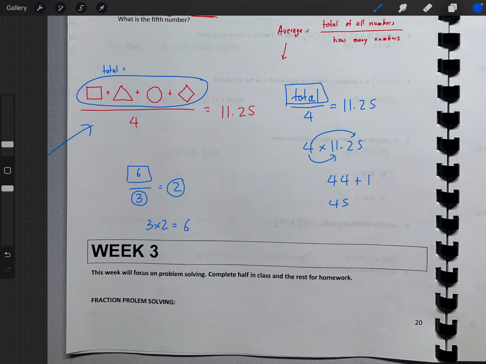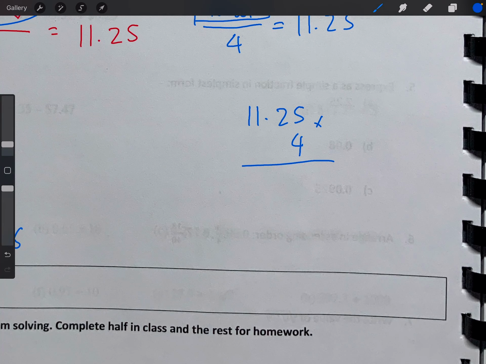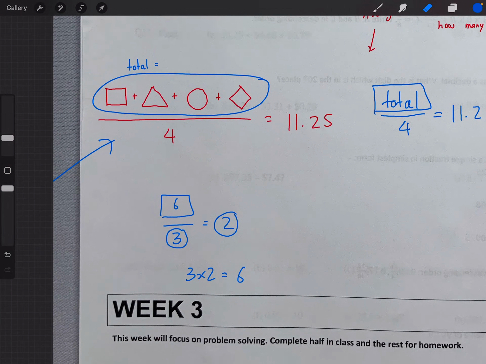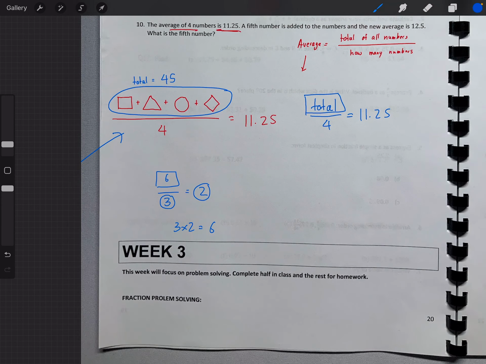If you don't believe me, you can just multiply it like this: 11.25 times 4. 4 times 5 is 20. 4 times 2 is 8 plus 2 is 10. 1 times 4 is 4 plus 1 is 5, and then 1 times 4 is 4, and it's 45. So we know the total is equal to 45. Whenever we work with these questions, it's always a good idea to find a total first, and then we can work out the rest later.